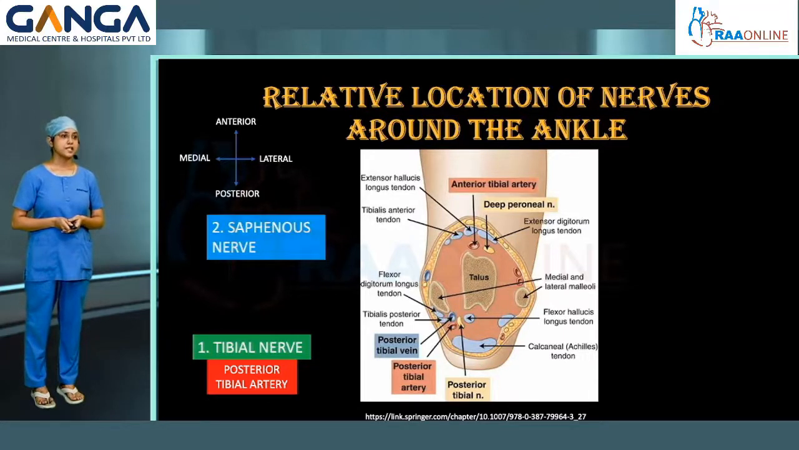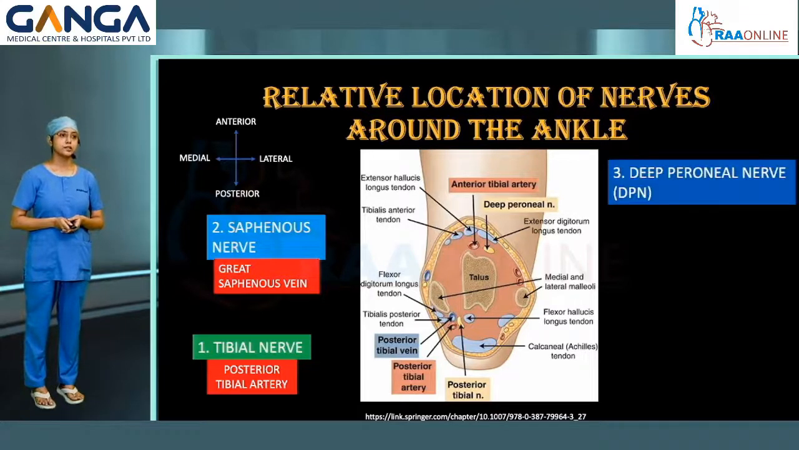The second nerve, seen on the anterior aspect of the medial malleolus, is the saphenous nerve, and it is accompanied by the great saphenous vein. The third nerve is the deep peroneal nerve on the anterior aspect of the ankle joint, and it is accompanied by the anterior tibial artery.